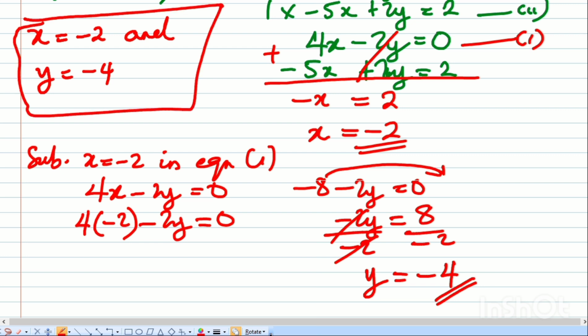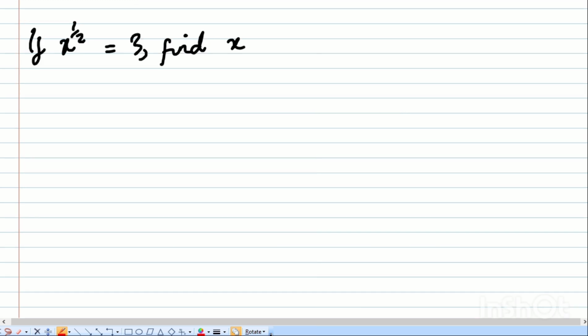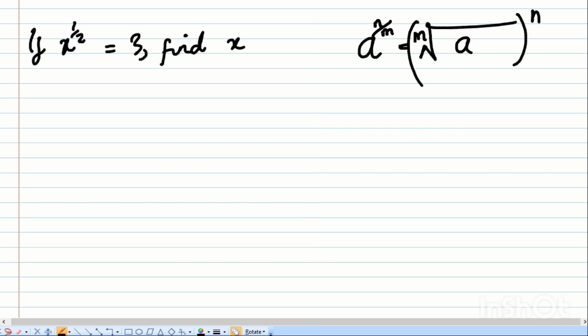So I hope you follow through the process. So we solve one more question and that will be it for today. Okay, this question says if x raised to the power half, that's 1 over 2, is equal to 3, find x. Now you see we have a fractional index. Remember the fractional index law, a raised to the power n over m, for instance. So that the denominator will be the root of a and everything will be raised to power n. So the numerator will be the power while the denominator will be the root. So we'll do the same here.